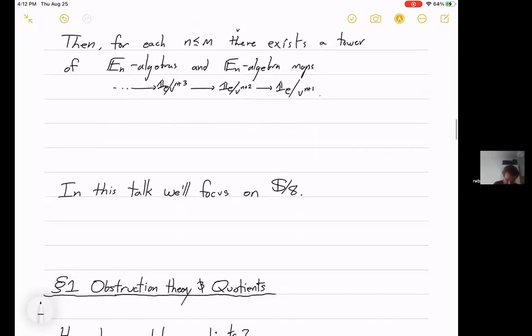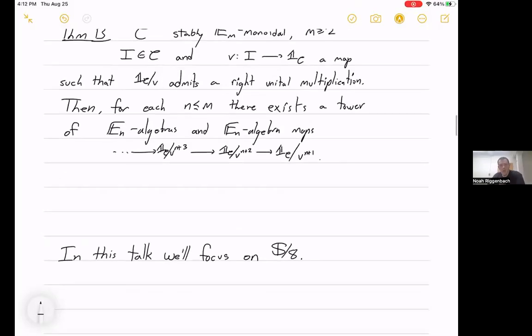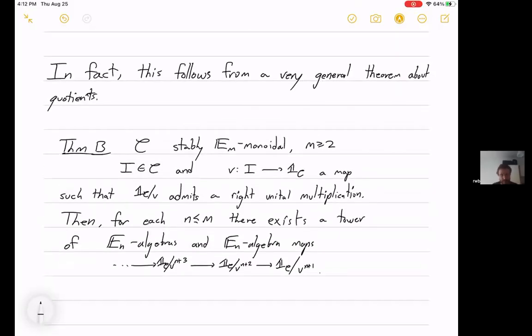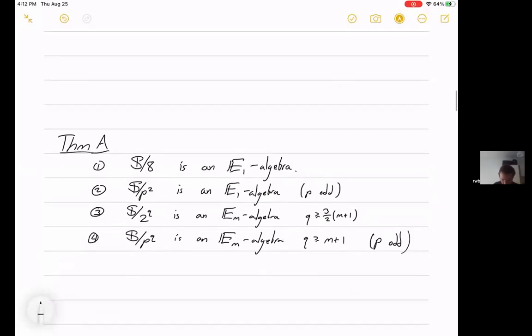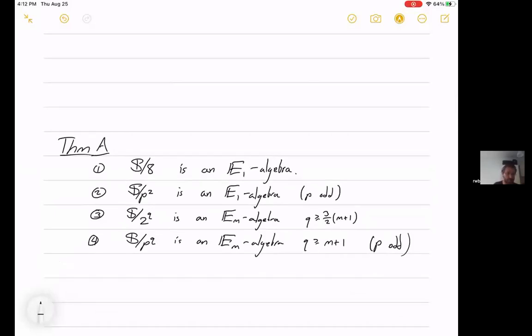I had a question. Do you know if any of these bounds are sharp, like they don't admit an EM+1 structure? For theorem B, it's within 1 or 2 of sharp. For theorem A, I don't know that any of them are sharp. Okay, thank you. I tried, for example, to show that S mod 4 is not an E1 algebra. And I want to say I got as far as saying it is A8.